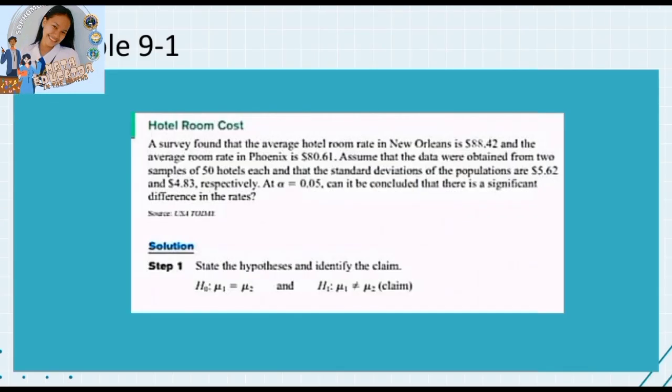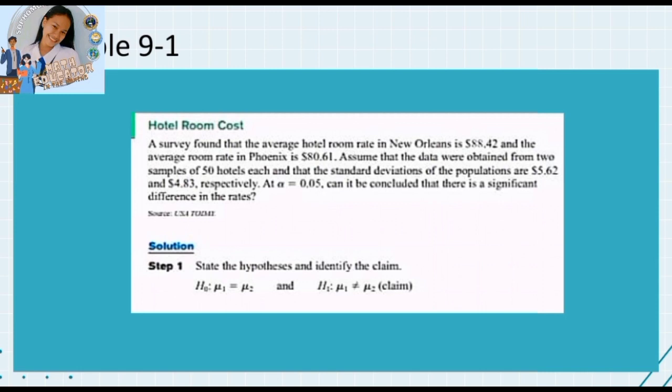Now let's have an example. A survey found that the average hotel room rate in New Orleans is $88.42 and the average room rate in Phoenix is $80.61. Assume that the data were obtained from 2 samples of 50 hotels each and that the standard deviations of the populations are $5.62 and $4.83, respectively. At the significance level of 0.05, can it be concluded that there is a significant difference in the rates?